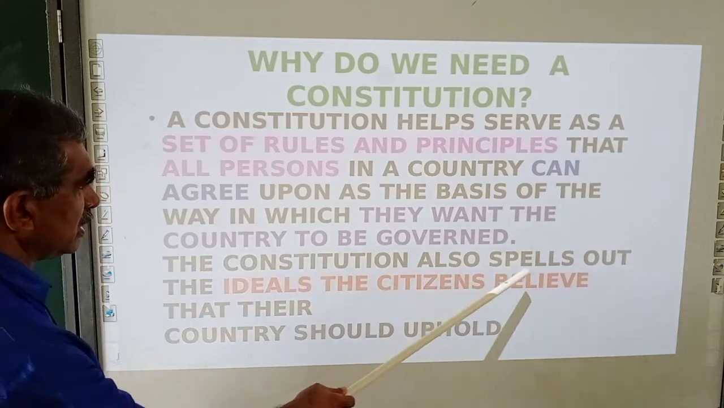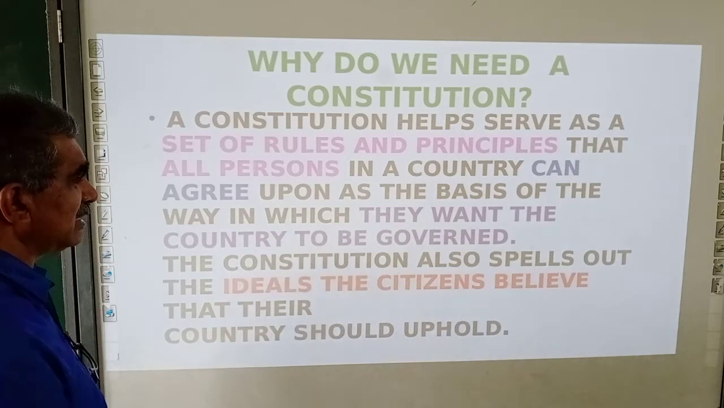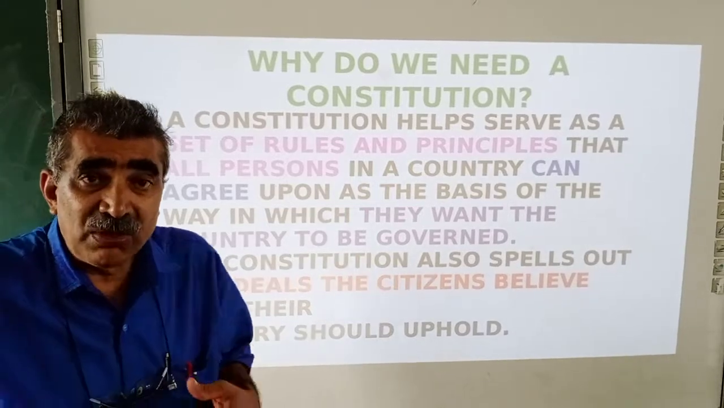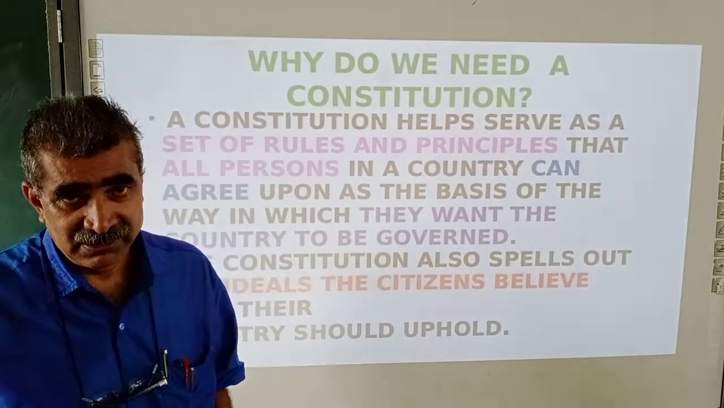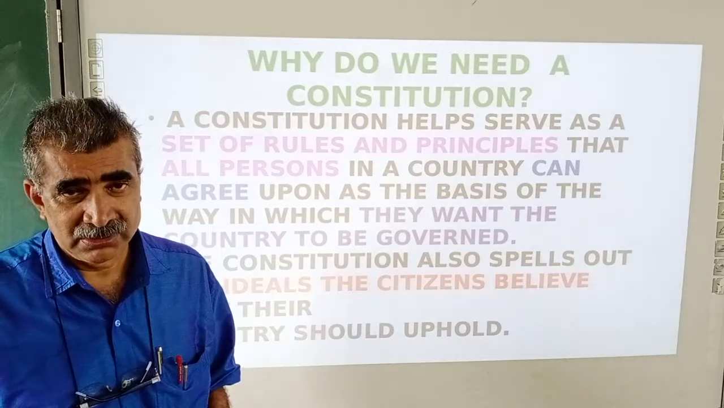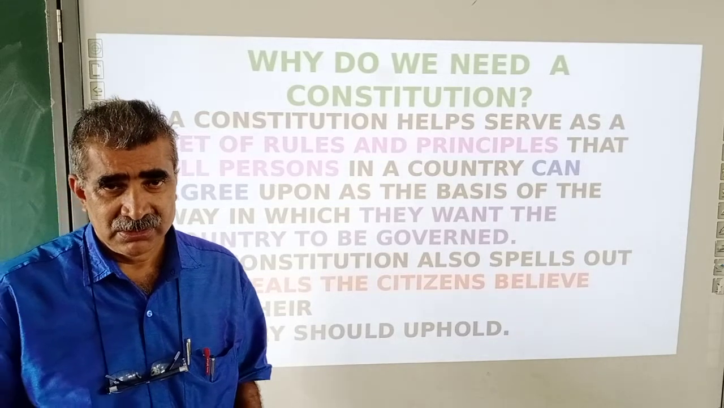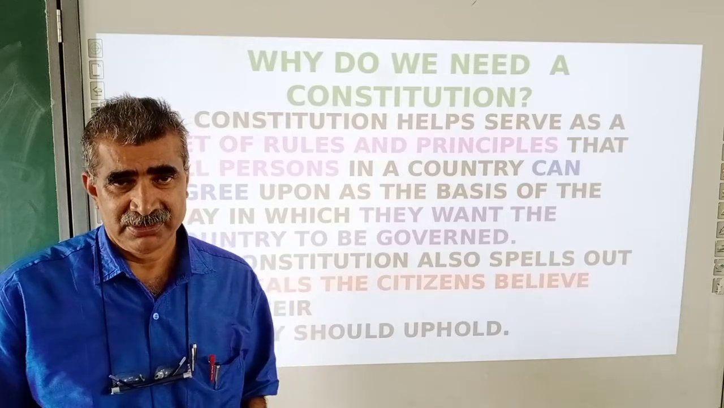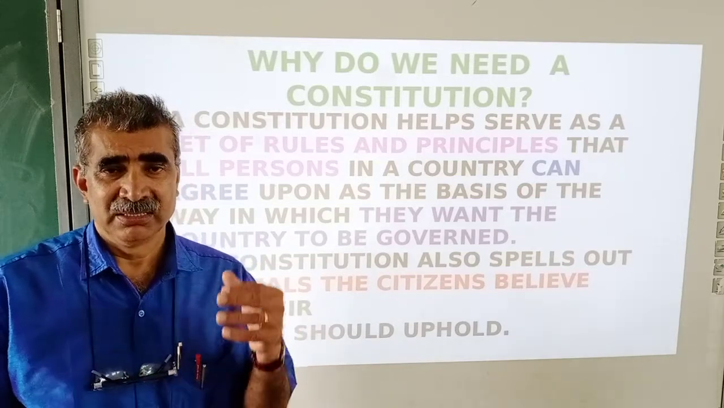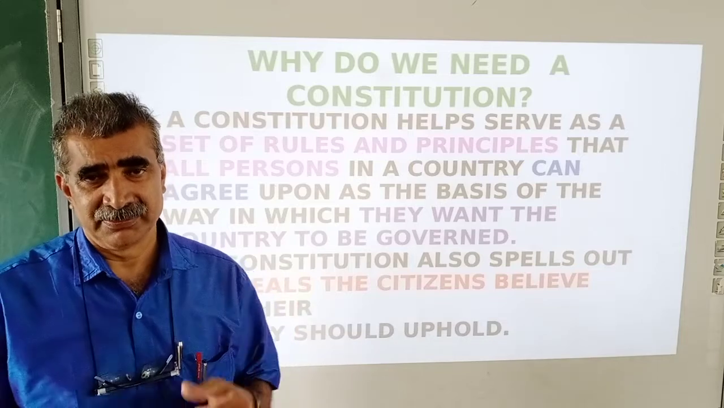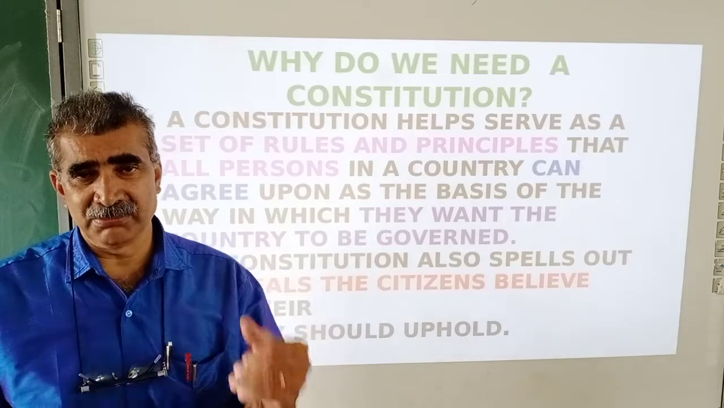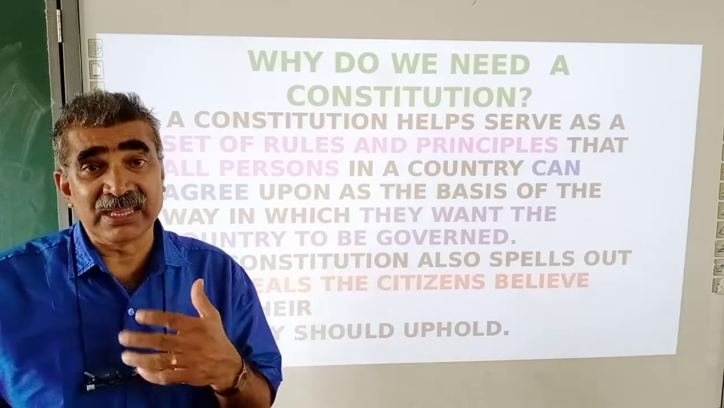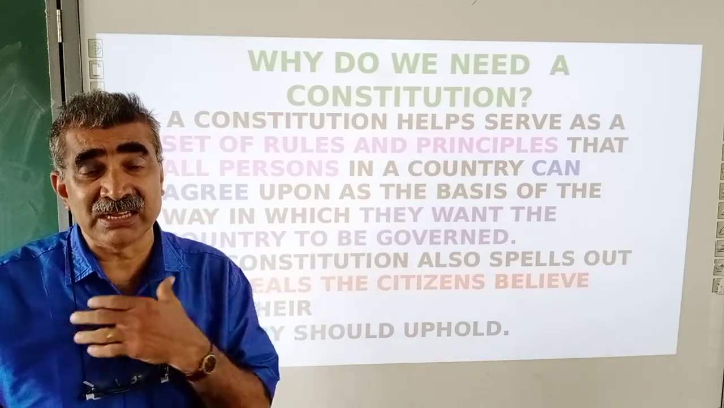The Constitution also spells out the ideals of the citizens, who believe what we believe, what we think. As the people desire, thus the government is. Or as the people are, thus the government is. Or as the government is, thus the people are. So if we decide according to our wishes and desires, the government comes up.